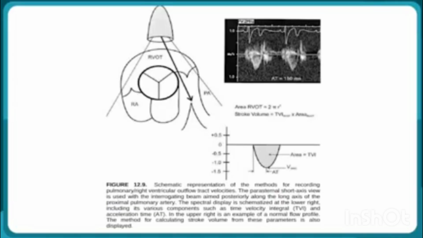As shown in the figure, we can calculate the velocity time integral, multiply it by area, and thus we can calculate the stroke volume and the cardiac output.